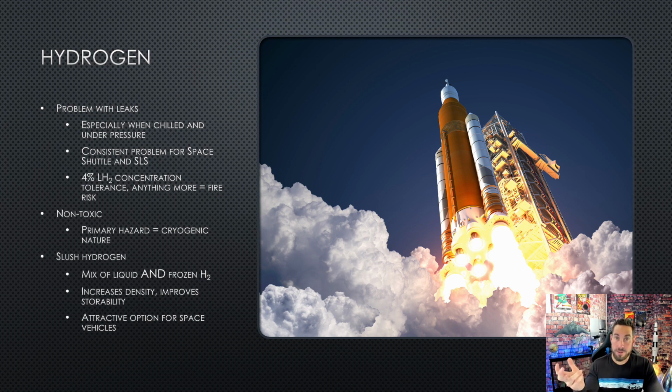One thing they've used to some degree is called slush hydrogen. So it's basically a mix of liquid hydrogen and frozen hydrogen. You put those two together, and it's cool because it increases the density and it improves the storability of it, so you're not just boiling everything off right away, which makes it more of an attractive option for space vehicles. So if you're going to use it in space, you'd probably use the slush hydrogen.